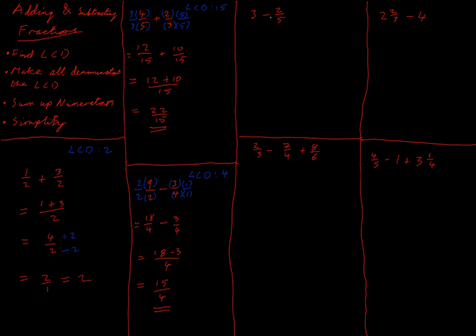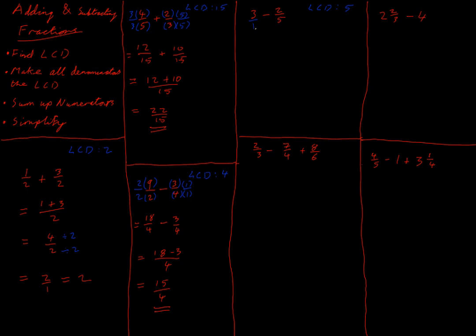Continuing on, I have 3 minus 2/5. So I need to find my lowest common denominator. So what is my lowest common denominator? LCD. Well, I know that any whole number, just like we talked about in our first question, is secretly over 1. So I have a denominator of 1 and a denominator of 5. So I'm able to say that the lowest common denominator is going to be 5.